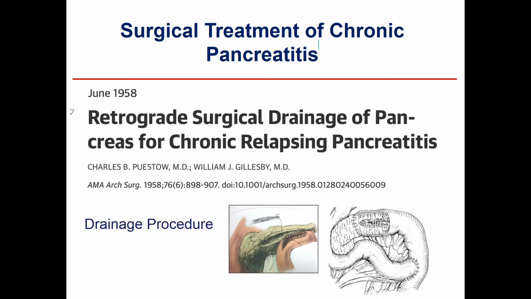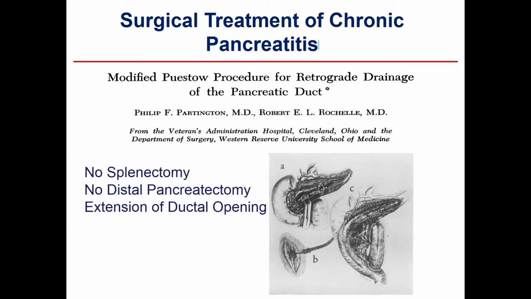And what Puestow did was not only took a smaller piece of the distal pancreas, but then he opened up the main duct and then kind of imbricated the intestine, a Roux limb, over that. So this was Puestow's original description of his operation, and that's a pure drainage procedure. And that was modified into what we characteristically think of as the Puestow by Partington and Rochelle. And this was done in 1960.